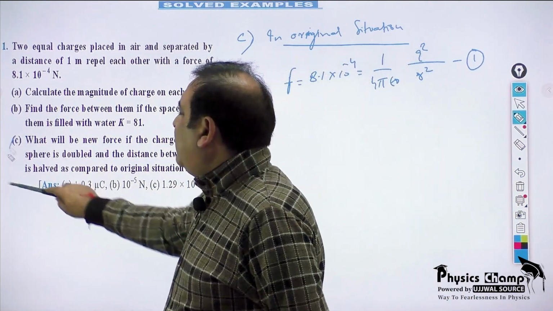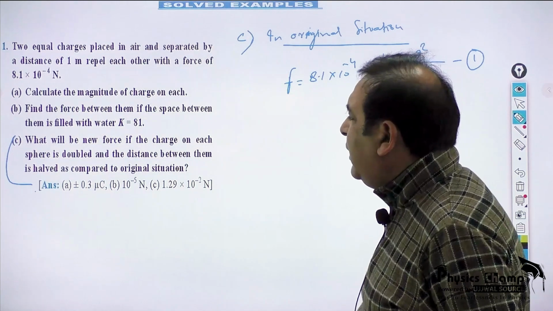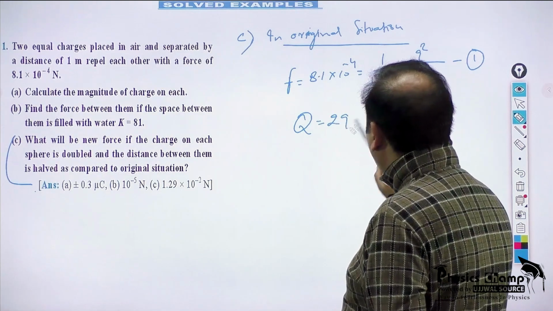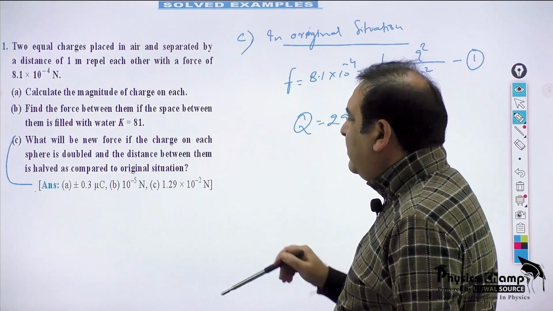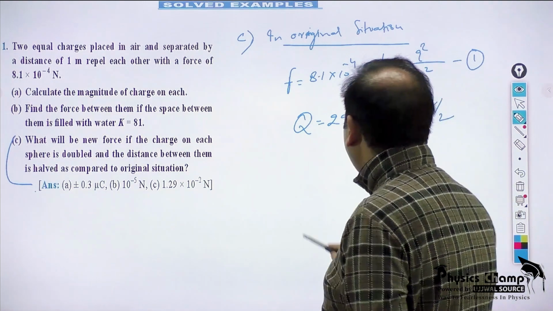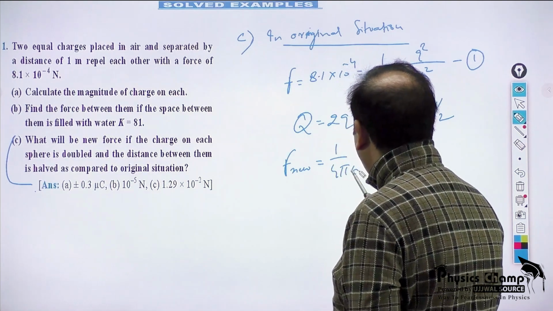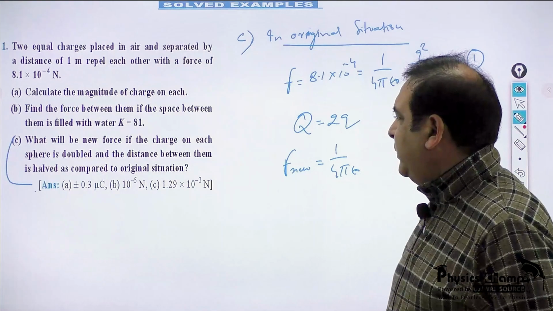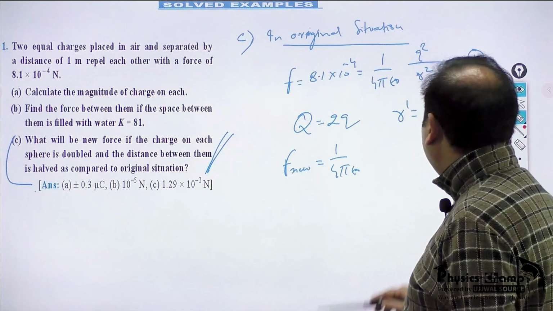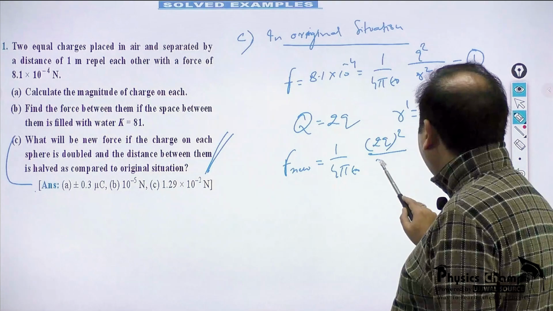Now in part C, the question says what will be the new force if the charge on each sphere is doubled. So just imagine that the new charge is 2q, the charge on each sphere is doubled, and the distance between them is halved, so the new gap is r by 2. What will be the new force? The new force will be 1 by 4 pi epsilon naught, because the separation is still air, we are not talking here about a medium change, into q square will be (2q) whole square, and the gap is (r by 2) square.